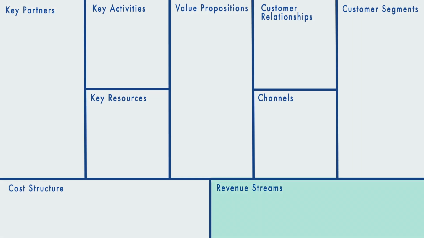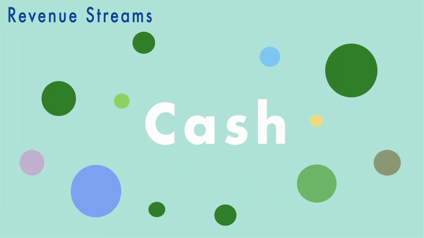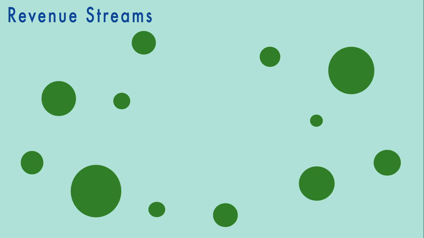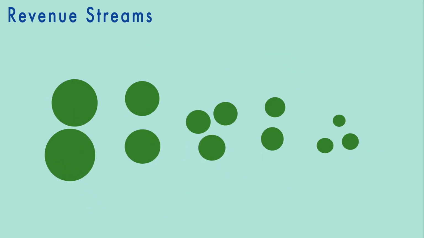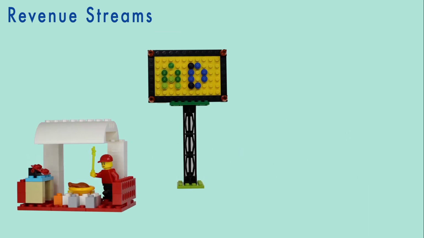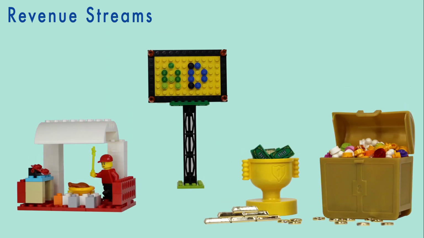Revenue streams. The revenue streams represent the cash a company generates from each customer segment. A key question is, for what value is each customer segment truly willing to pay, and how would they prefer to pay for the product? Successfully answering that question allows the company to understand the possible revenue streams from each customer segment. There could be multiple revenue streams for a product. For our fast food restaurant example, revenue for food, ads, toys, and franchise fee.